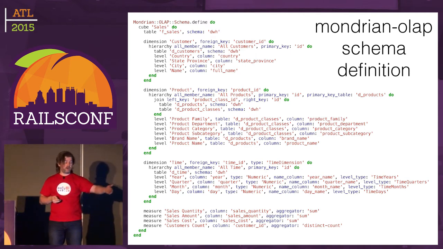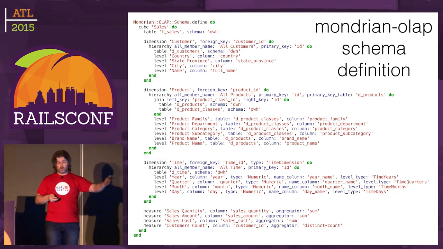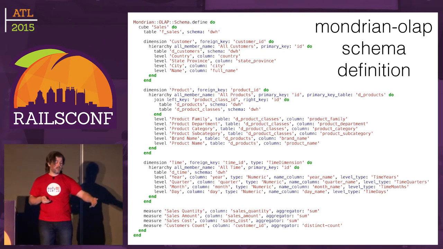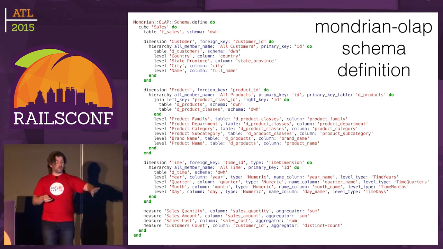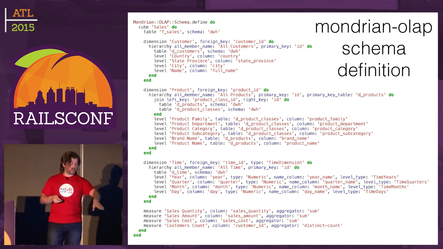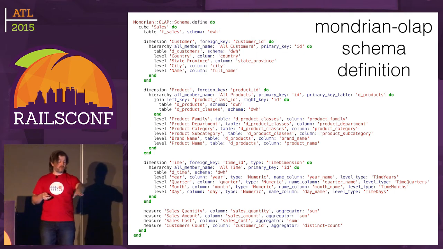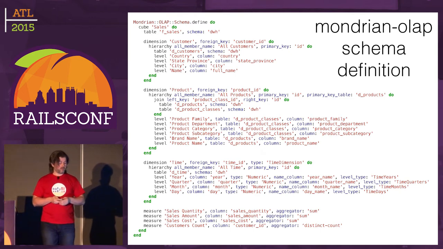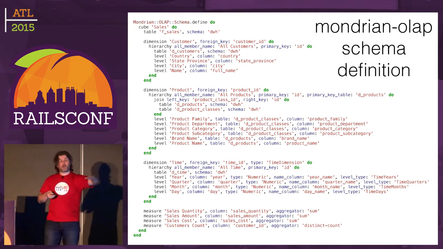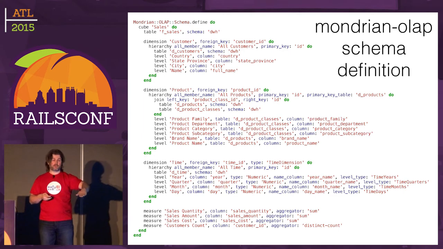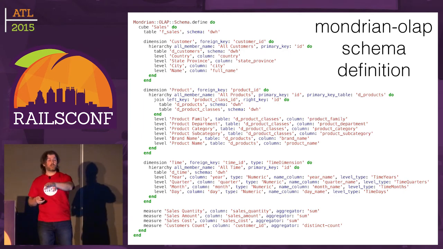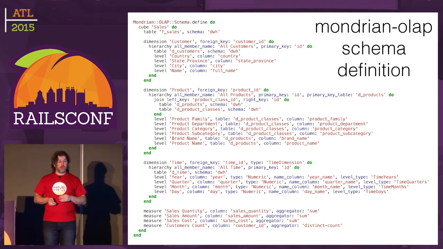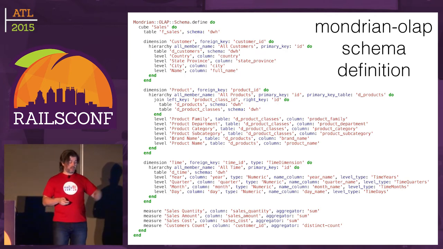We define a sales cube, and the sales cube will use this facts table, F underscore sales. Then we have defined our dimensions. We have a customer dimension with this foreign key. It will be using the D customers table in the data warehouse schema. And we specify all these levels that we want to use in this dimension and in which particular columns they are stored. As well as we define product dimension and time dimension.